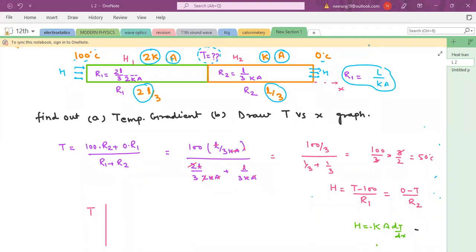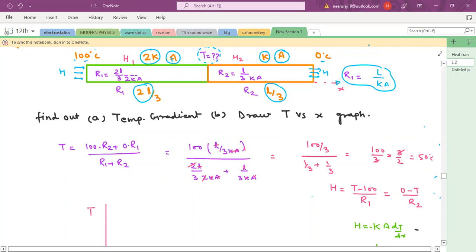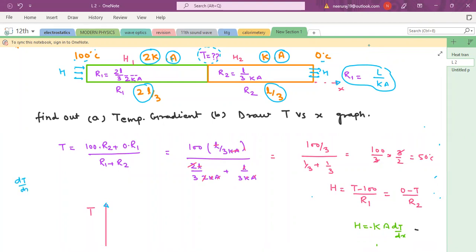Now, second part of the numerical, what he asked, he says draw T versus X graph. So T, temperature of the rod versus this X graph. If this is the X axis, so along this side it is hot end and this side it is cooler end. So we are moving from hot end to cooler end. Now we want to draw the graph, T versus X graph. But as you know, slope of this graph represents the temperature gradient, because dT by dX is the slope of this graph, which represents temperature gradient.